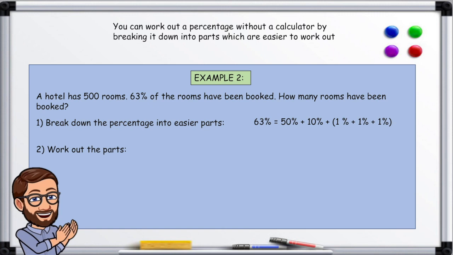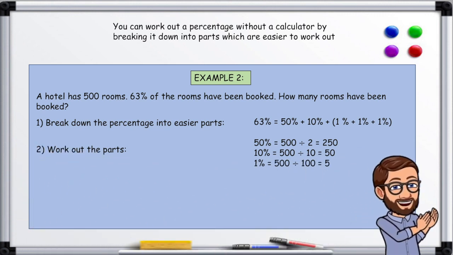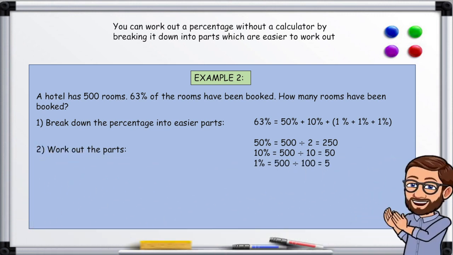So now we work out the parts. So 50% equals 500 divided by 2, which is 250. 10% equals 500 divided by 10, which is 50. And 1% of 500 equals 500 divided by 100, which is 5. So now we've broken them down into parts, we can just add them together to get our correct answer.